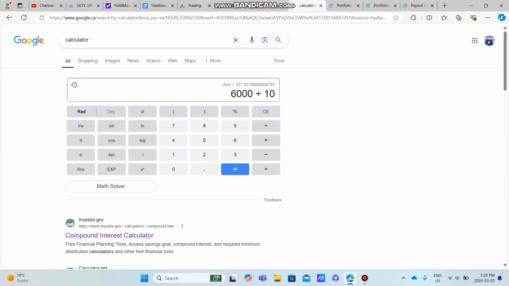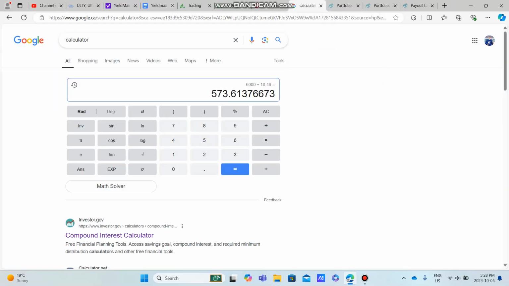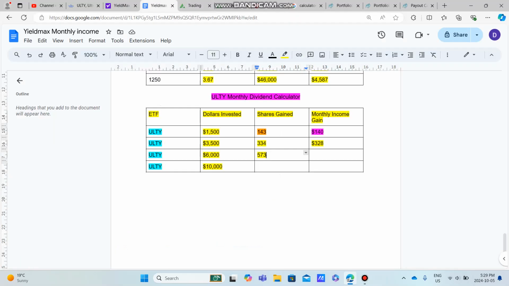$6,000 divided by 10.46. Boom. We're looking at 573 shares. Let's write that down. 573. In terms of monthly income times 0.98, very similar. $562 every single month. So we got $562. And we have our last one, $10,000. This would be the biggest hitter.